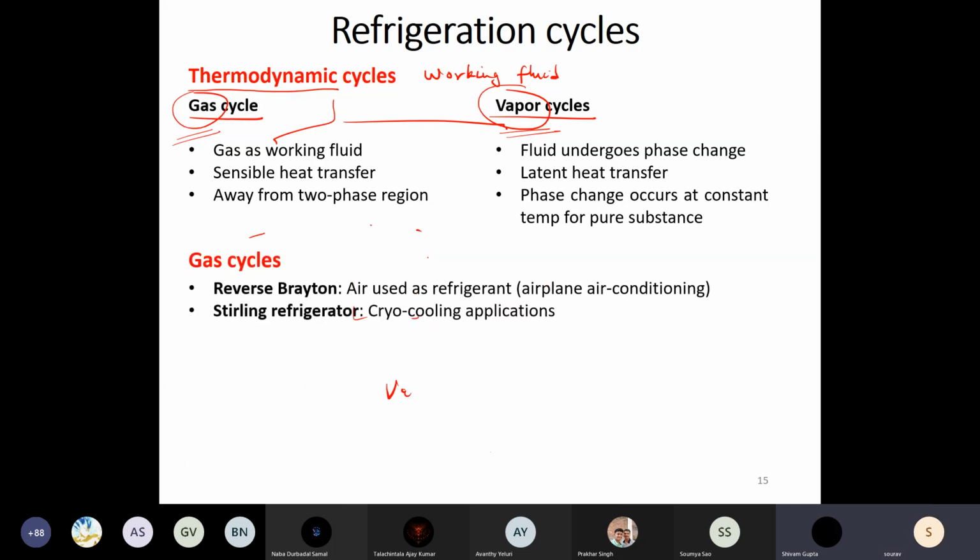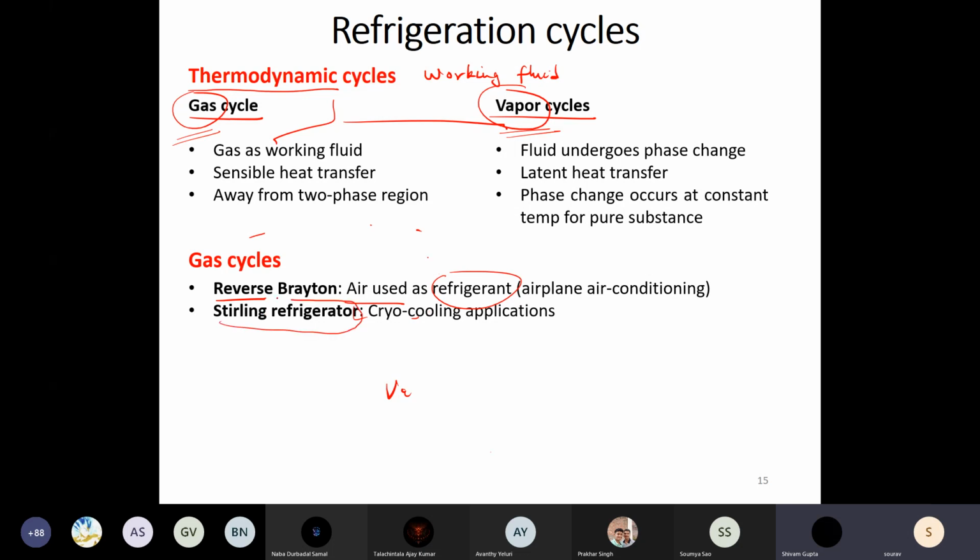Some examples are given over here. Since we are reading about refrigeration, this word reverse would be very common. Reverse Brayton is the refrigeration cycle used in airplane air conditioning, where air is used as the refrigerant, or in this case, a more general term would be the working fluid. Stirling refrigerators are also there, which I had discussed in the introduction class.